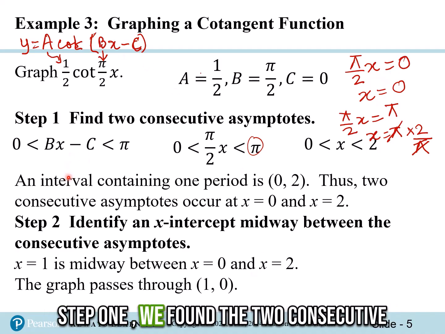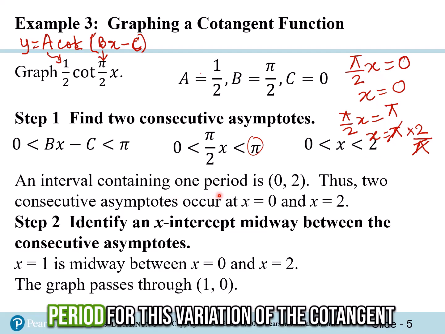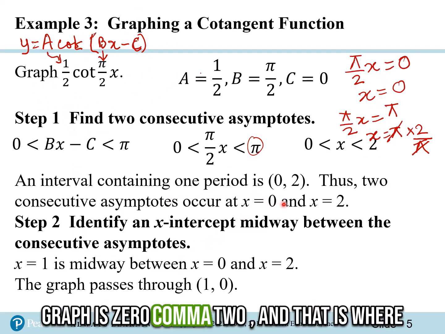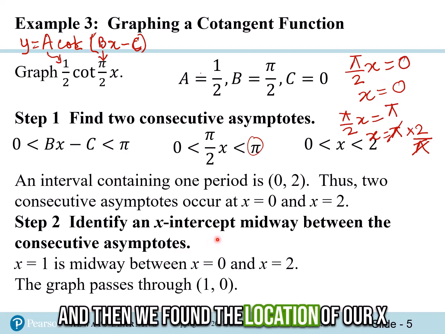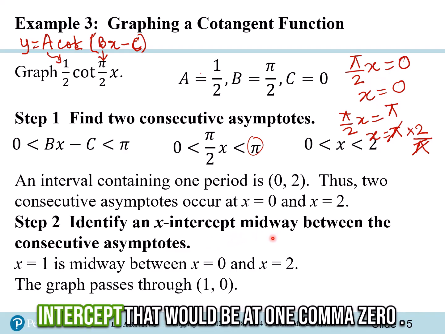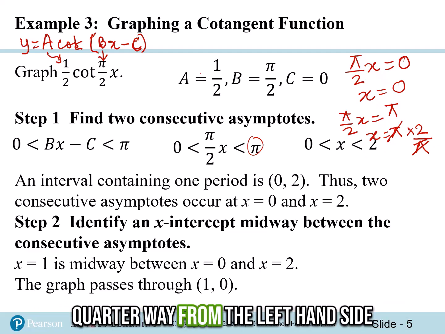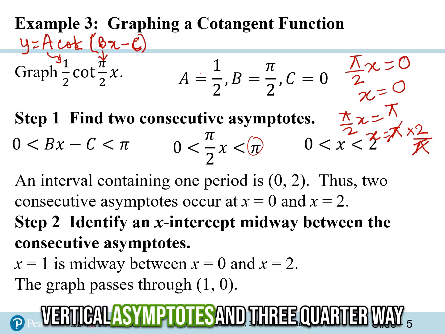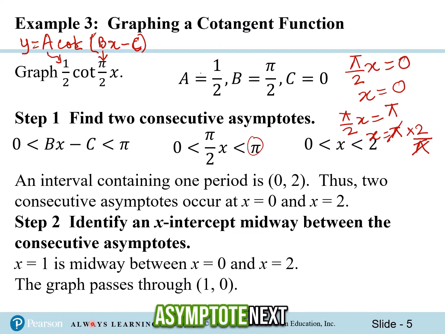So step 1, we found the two consecutive asymptotes, an interval containing 1 period for this variation of the cotangent graph is 0, 2, and that is where the vertical asymptotes would be located. And then we found the location of our x-intercept, that would be at 1, 0. We will go ahead to find the coordinates 1/4 way from the left-hand side vertical asymptote and 3/4 way down from the left-hand side vertical asymptote next.